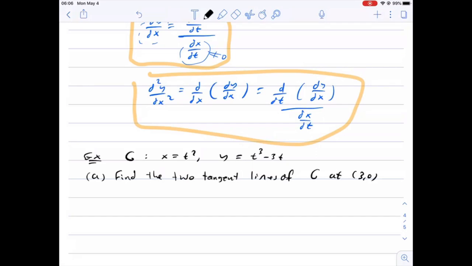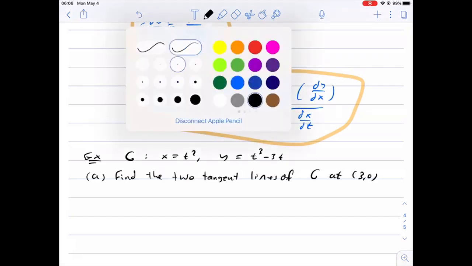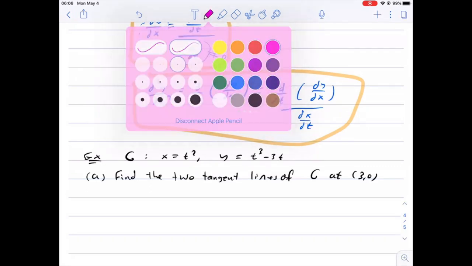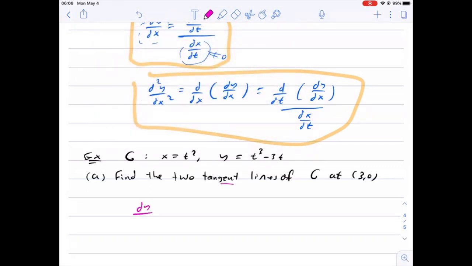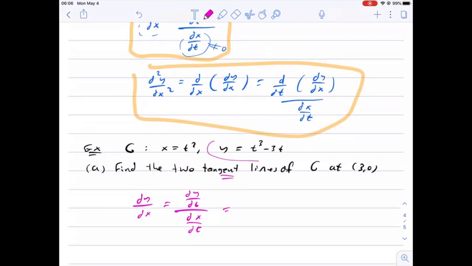So in this case, we need to find the derivative first. What is the derivative of this function? We are talking about the tangent line. So dy over dx is dy over dt over dx over dt. So let's find dy over dt. The derivative of y with respect to t is 3t squared minus 3, over dx over dt, which is 2t. So this is the slope of the tangent line at any time t.